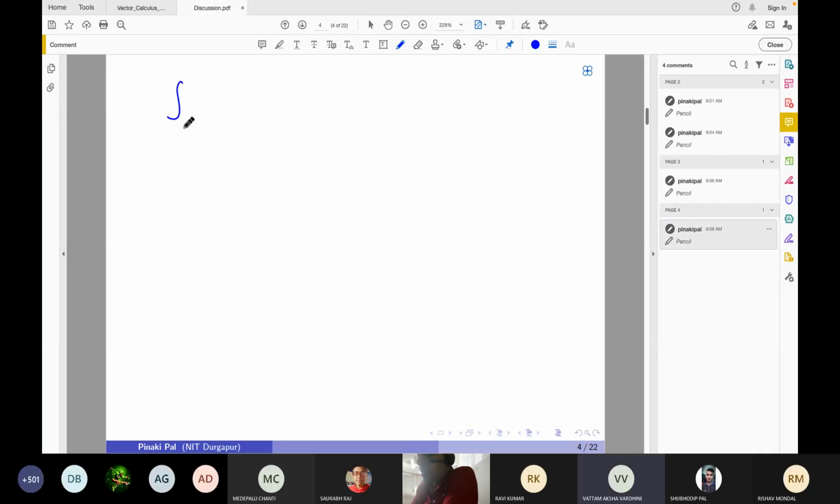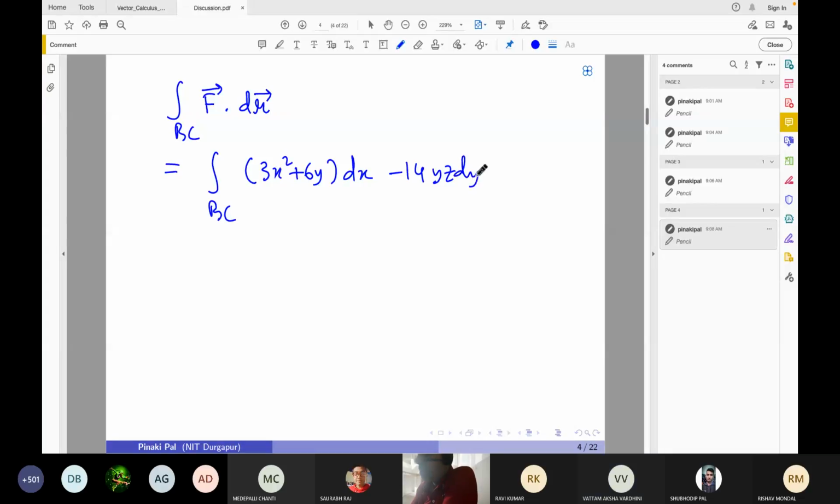So what is the last part? The integral over BC of f dot dr is equal to, on BC, (3x² + 6y) dx − 14yz dy + 20xz² dz.